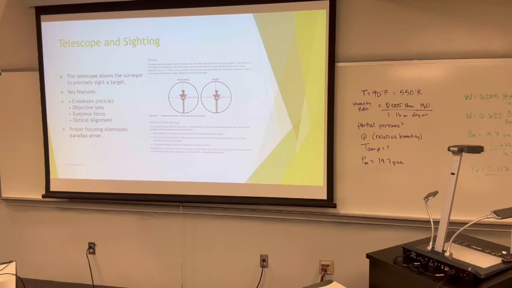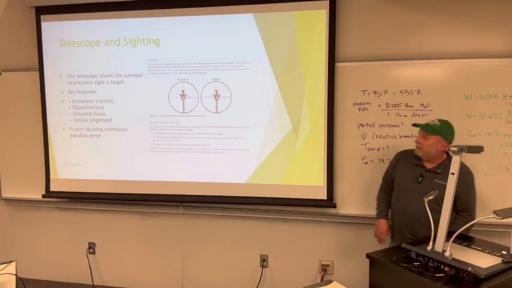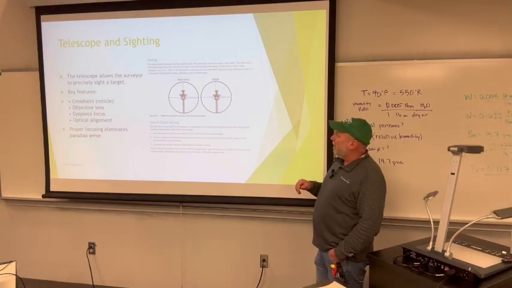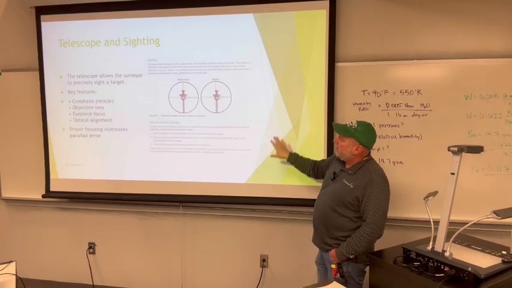So with telescope and sighting, the telescope allows the surveyor to precisely sight a target. You have your crosshairs, the eyepiece focus, the objective lens, the optical alignment. Proper focusing eliminates parallax error. I think we've mentioned this before earlier too. Parallax is when you're, well, I think that's actually in another slide. I've just pulled this out here.